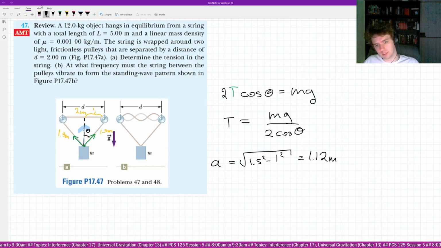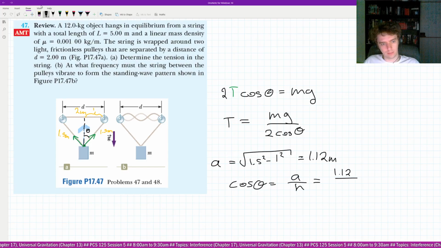Yeah, so cos theta is adjacent over hypotenuse, so 1.12 over the hypotenuse, which is 1.5. So I get that cos theta is 0.745.